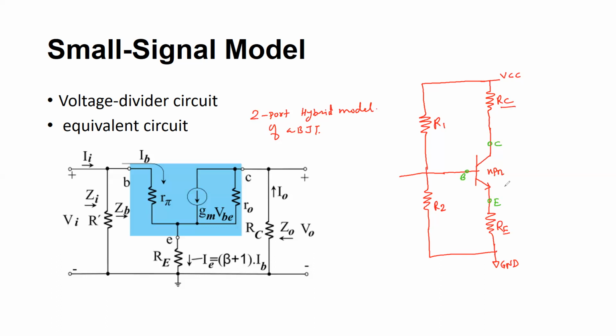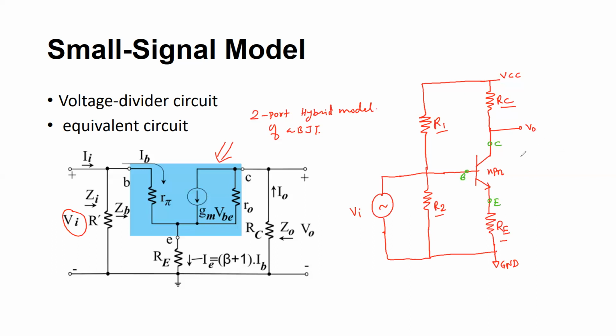Now RC is there, RE is there, and I have modeled R1 and R2. I haven't shown the capacitances in the equivalent model, so I neglect that. Here I have an input signal VI that I am applying. This is my VI. And then I have the output that I am measuring for the circuit. So here will be, let's say, the output.